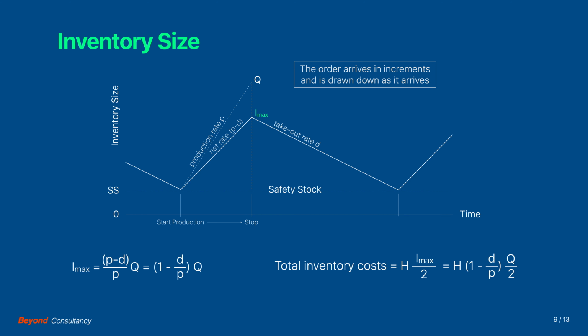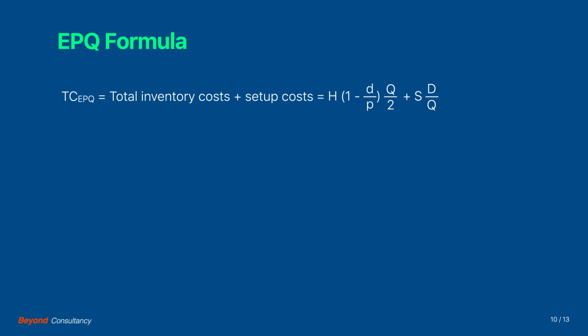To this, we now need to add the total setup costs during the period. This is the same formula as the ordering costs in the economic order quantity. Together they determine the total cost function for the economic production quantity model. To solve this equation for Q, we could follow the same method as in the EOQ model, namely to take the first derivative, equal it to 0 and solve for Q.